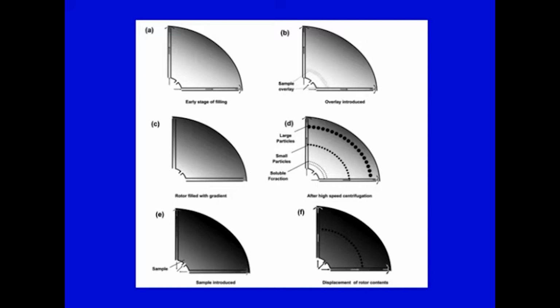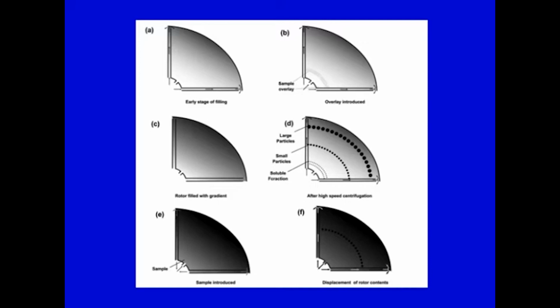So, larger particles as a rule, as we have seen, will sediment faster towards the end, and the lighter particles will be towards the centripetal end. And so, you will find that different particles, on the basis of the centrifugal force which is applied onto them, will separate in here.